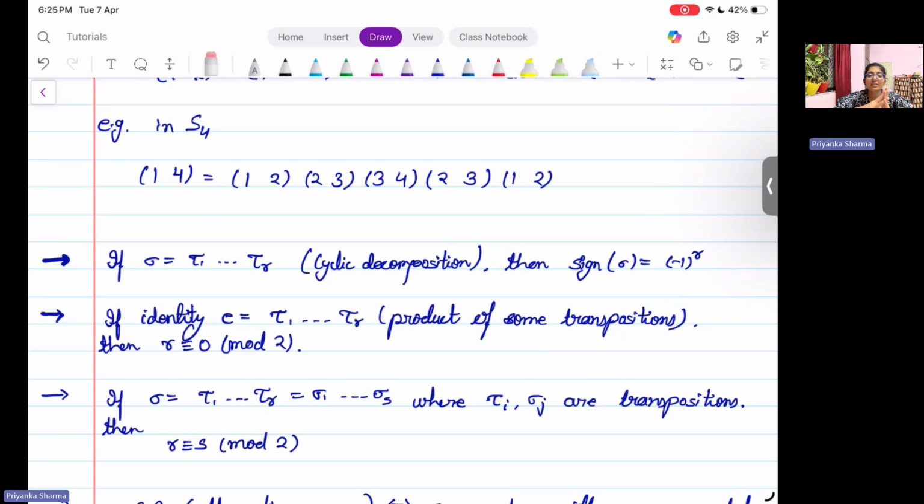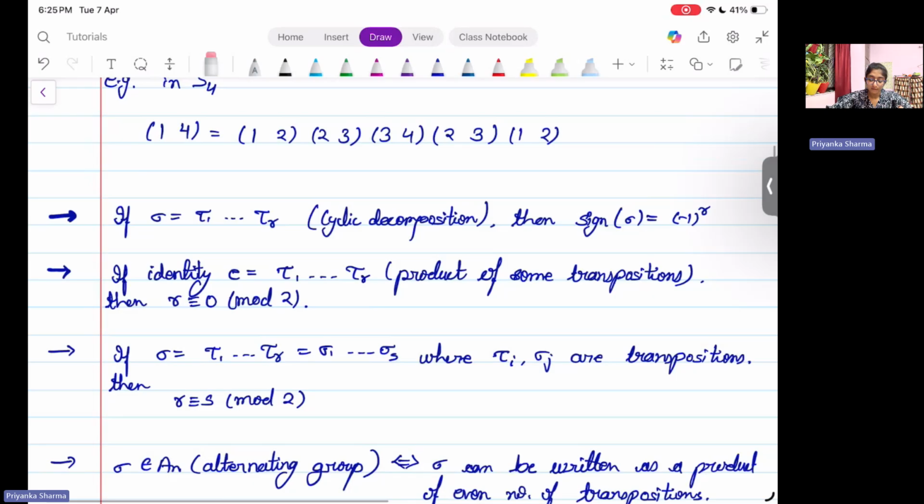So whenever we need to calculate the sign of a given permutation, first we will write it in the cycle decomposition form, and then the sign of that permutation sigma will be -1 to the power number of disjoint cycles in the cycle decomposition of sigma. So this is the way we can figure out the sign of a given permutation.